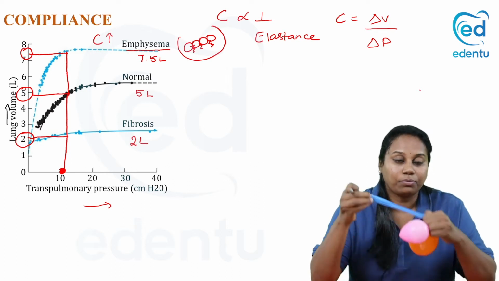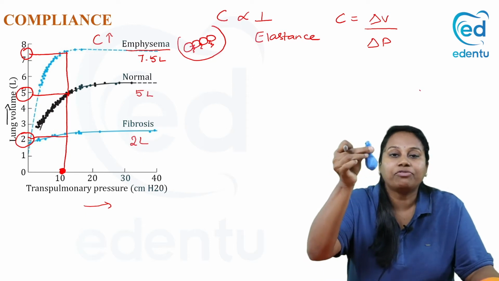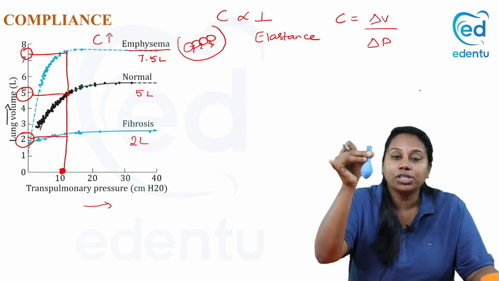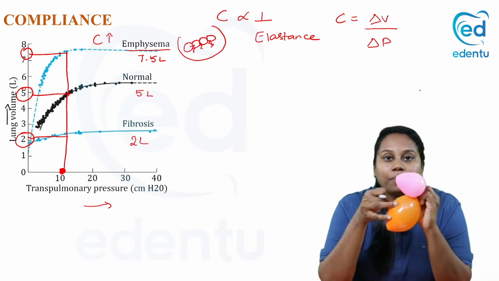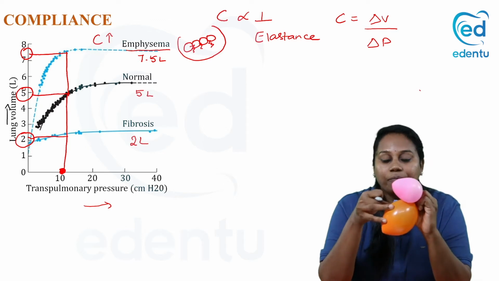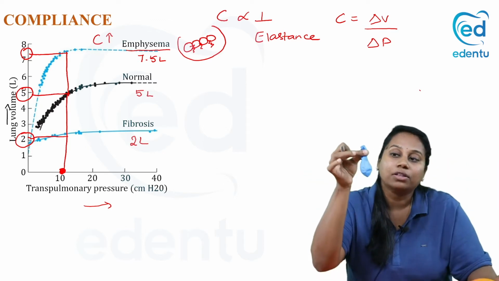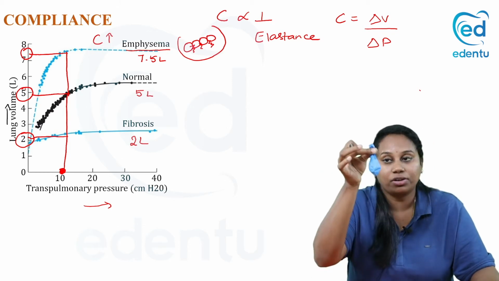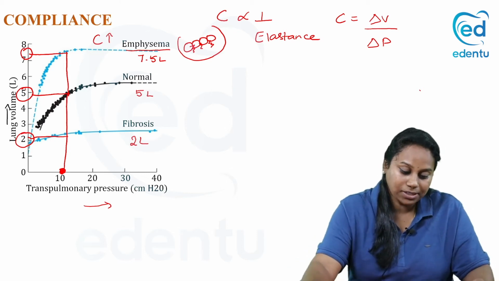So look at this blue color balloon. This is a fibrosed lung. See, it is not able to stretch at all. There is no change in volume at all. It's very less. So this pink one indicates a normal lung. The orange indicates increased compliance in emphysema. The blue one indicates a fibrotic lung where compliance is very less. It's not at all stretched. So this explains the concept of compliance.